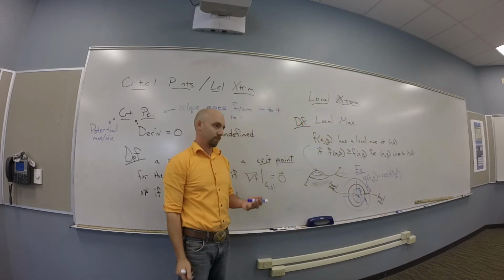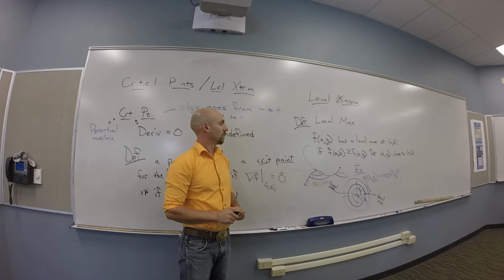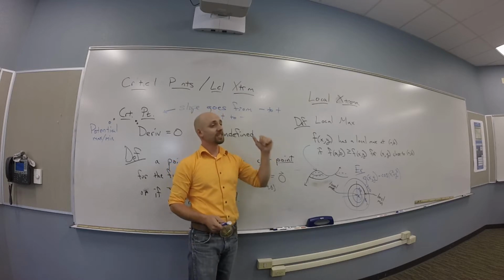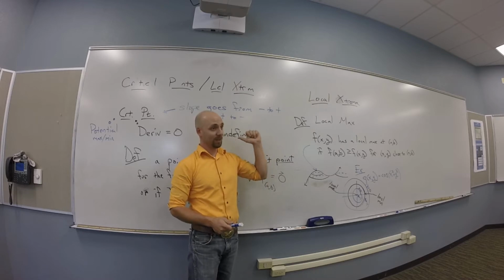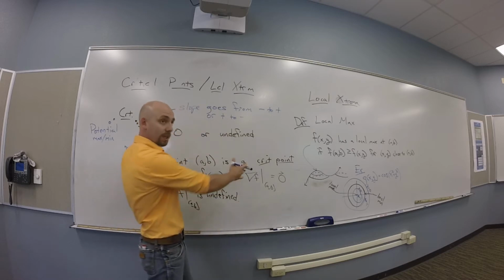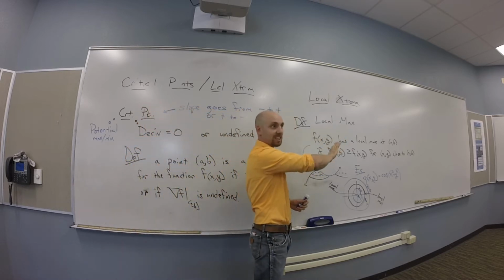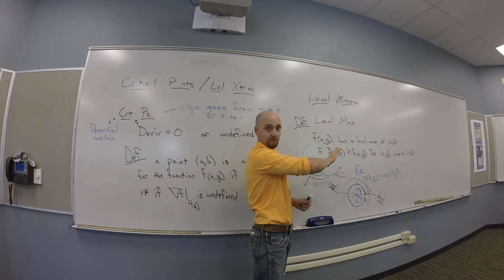Question: it says if the function f of a, b is greater than or equal to f of x, y, but does that include it being a critical point? So I haven't said that this is necessarily equivalent to being a critical point. Do you guys see that? Right now I have this critical point idea over here, and over here I have this thing about local max meaning this.